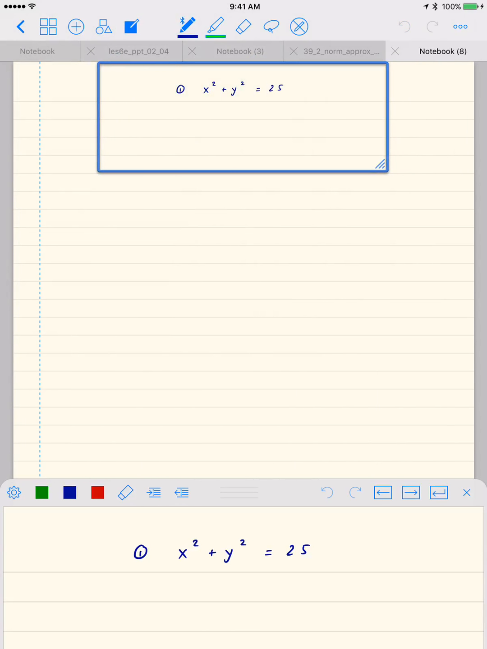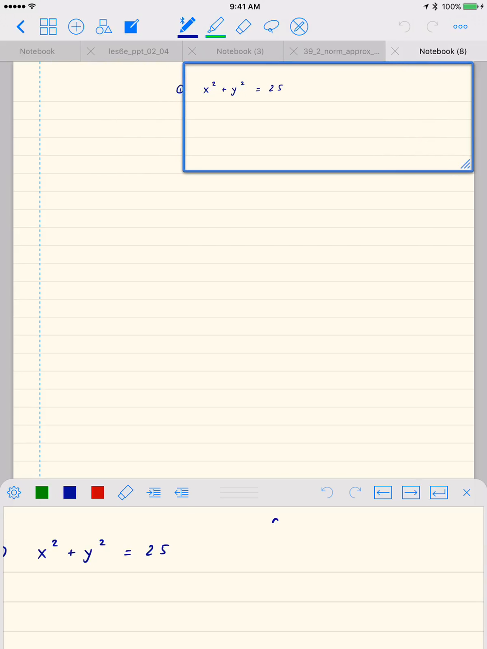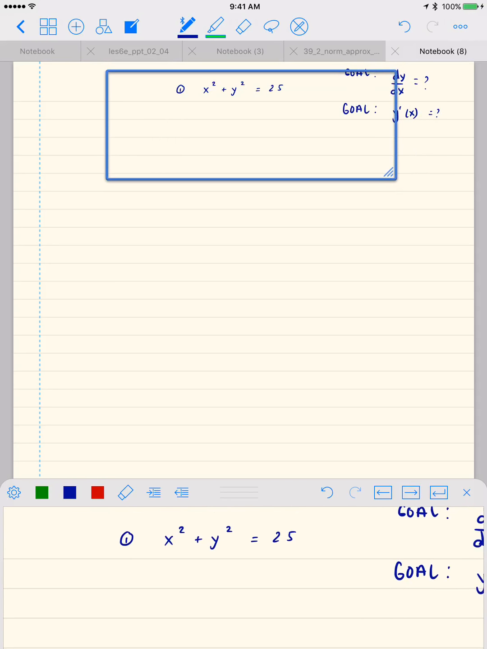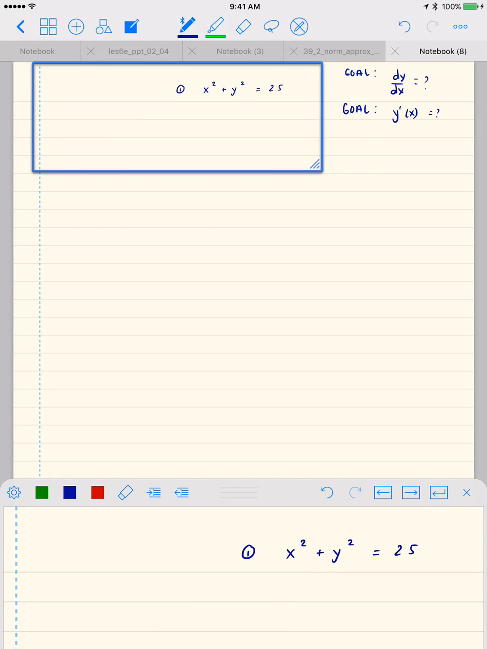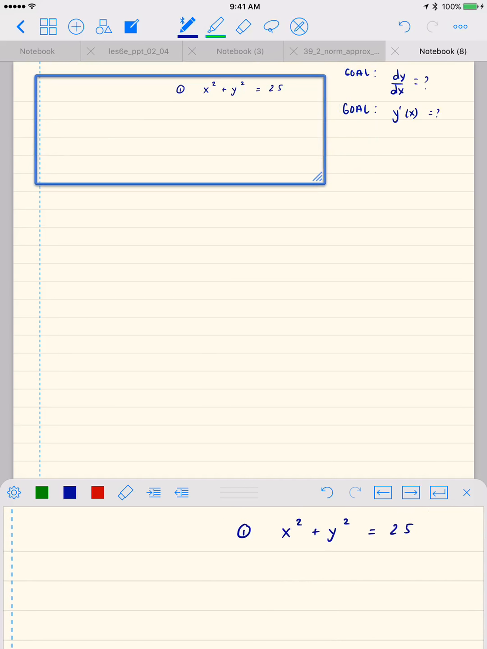Okay, so here's our first problem here. Now, in order to do this problem, I'm trying to find dy dx, right? So my goal is to find dy dx, which, remember, is the same thing as saying my goal is to find y prime of x. So I start off by taking the derivative with respect to x of both sides.